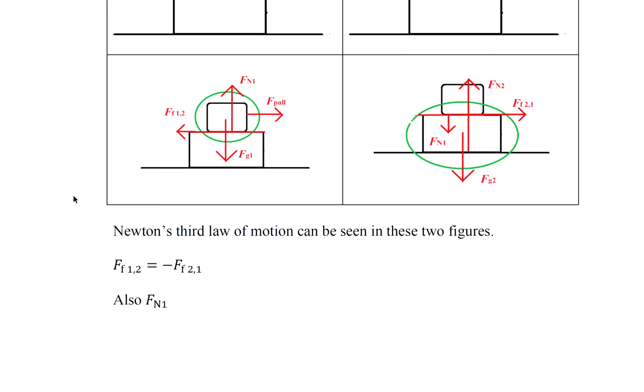Force of friction of object 1 on 2 from mass m1 is equal to minus force of friction of object 2 on 1. The minus means the direction. Also, force of normal 1 is pointing up in mass 1, and force of normal 1 is pointing down in mass 2.